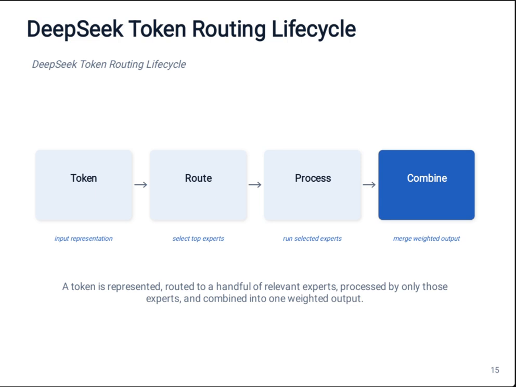DeepSeek token routing lifecycle. Input: represent the token. Route: select top experts. Run: selected experts process. Combine: merge weighted outputs. A token is represented and routed to a handful of relevant experts, processed by only those experts, and combined into one weighted output.